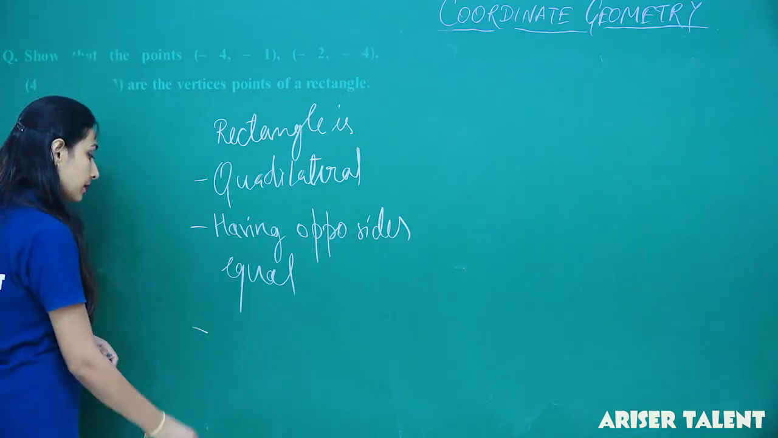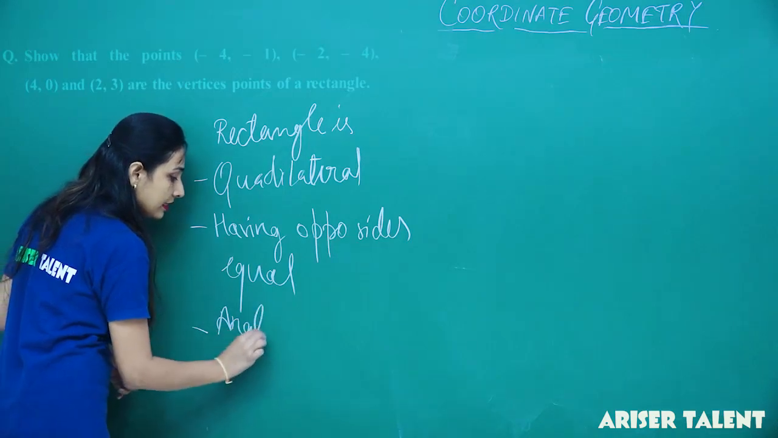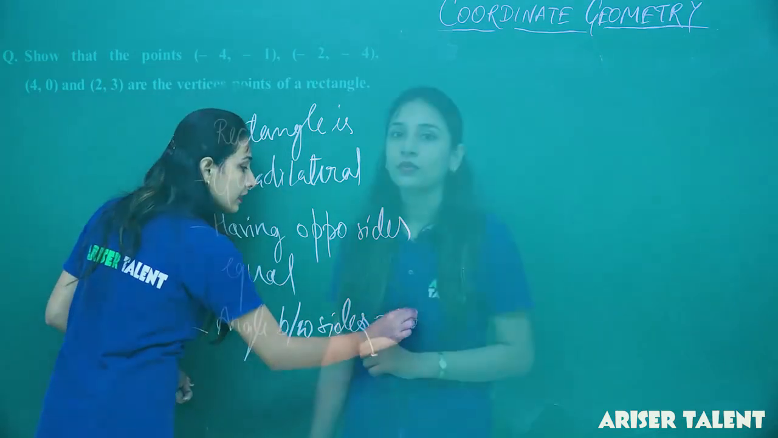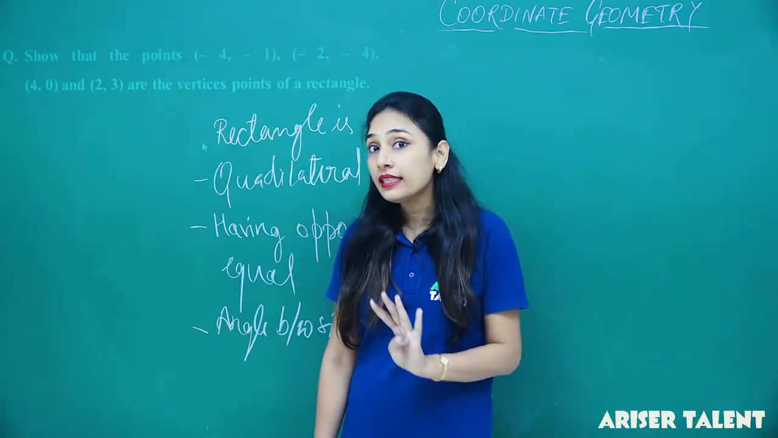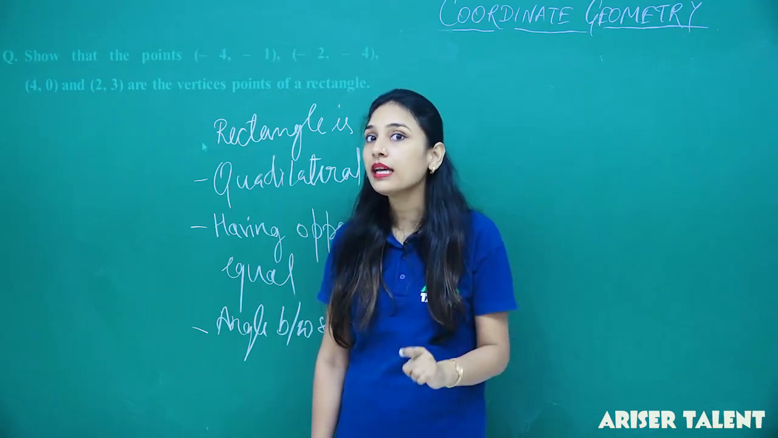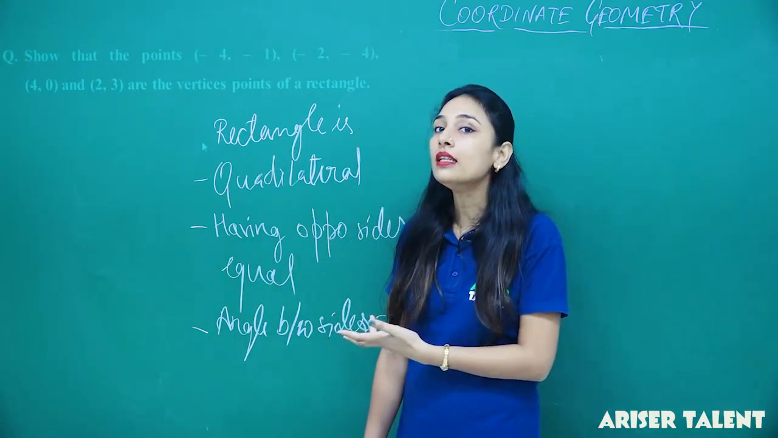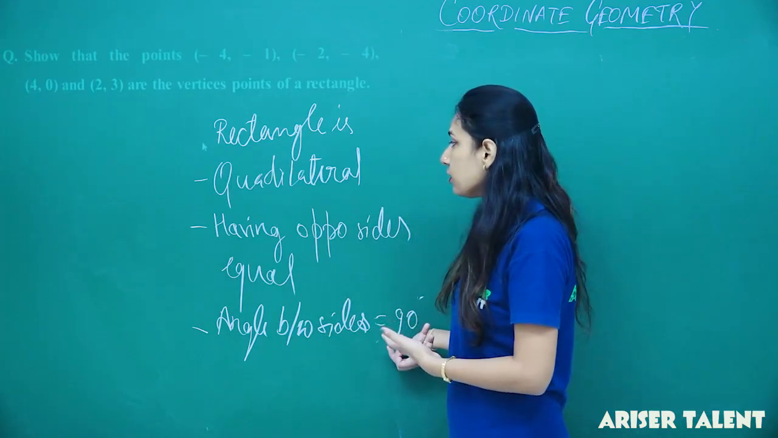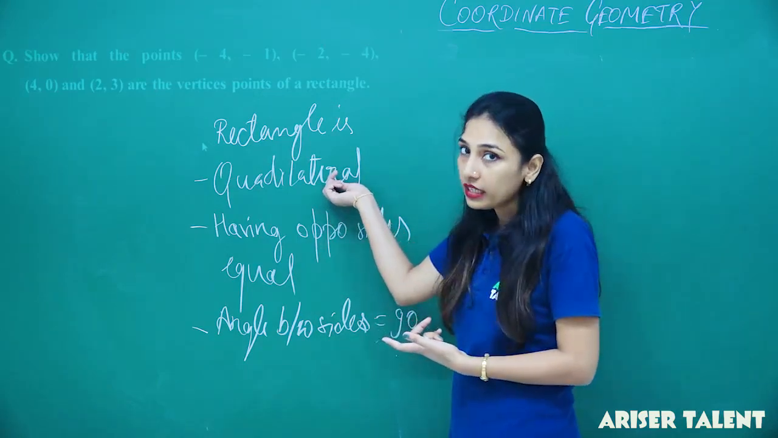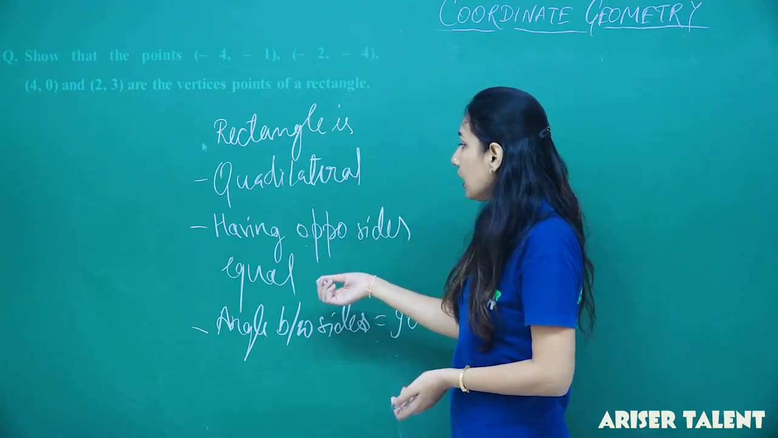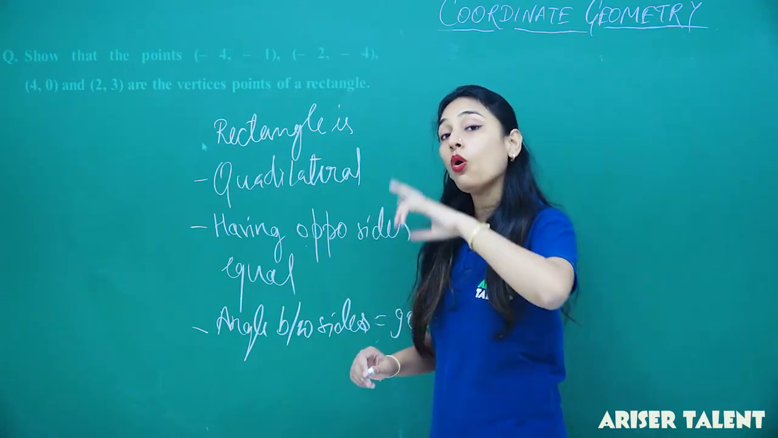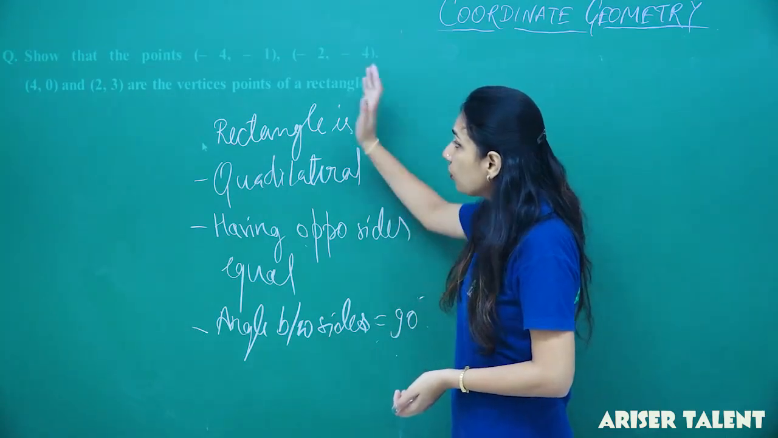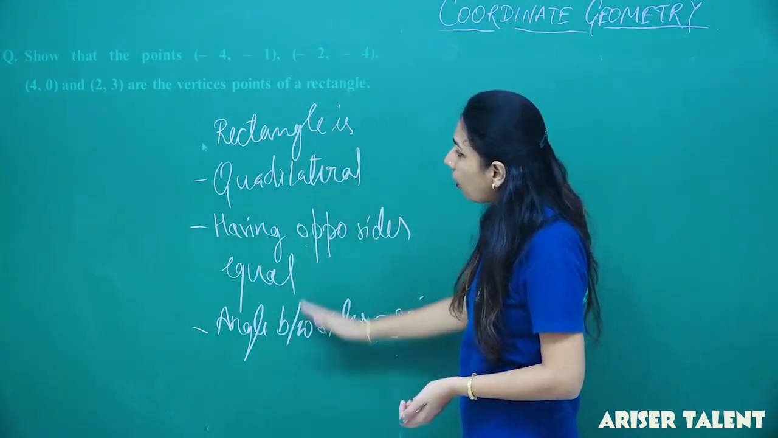Then the third point is angle between sides equals to 90 degrees. Now, if all four sides are equal and the angle is 90 degrees, then it is not a rectangle, because you are having not only two pairs of equal sides but all four sides equal, so that's a square. Now you have to consider all these 3 points.